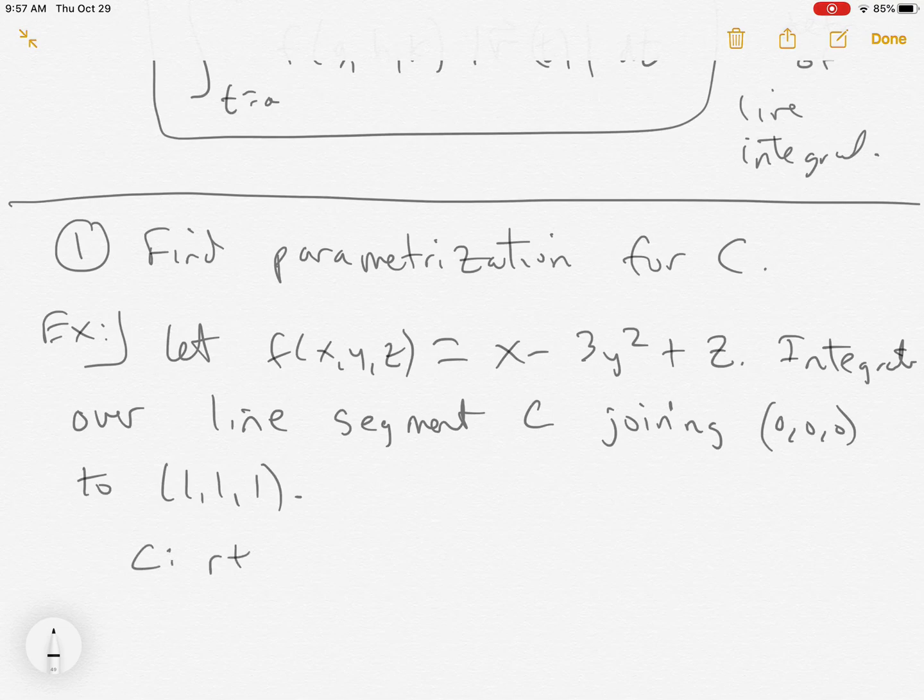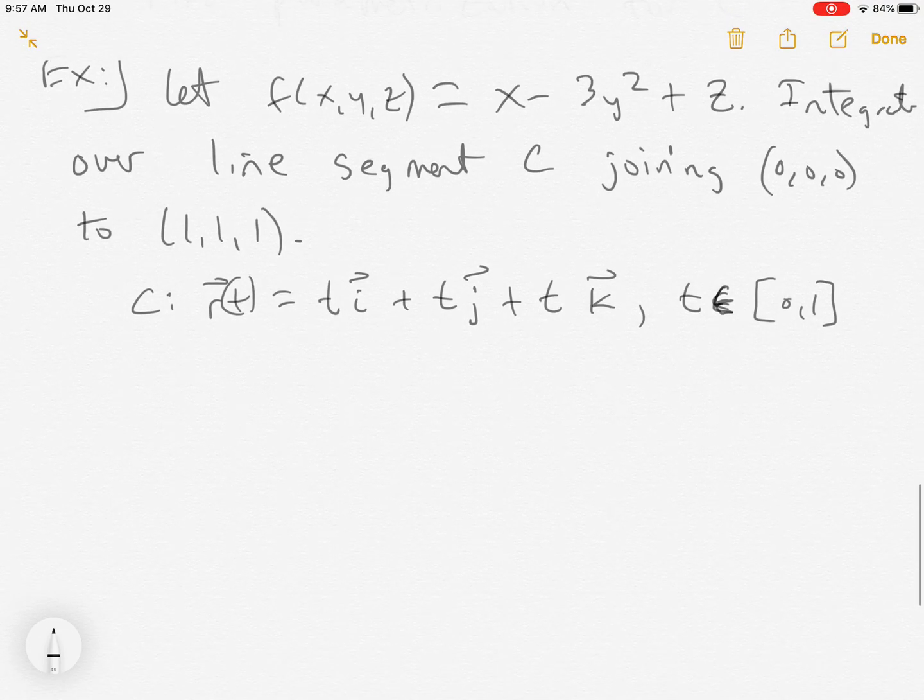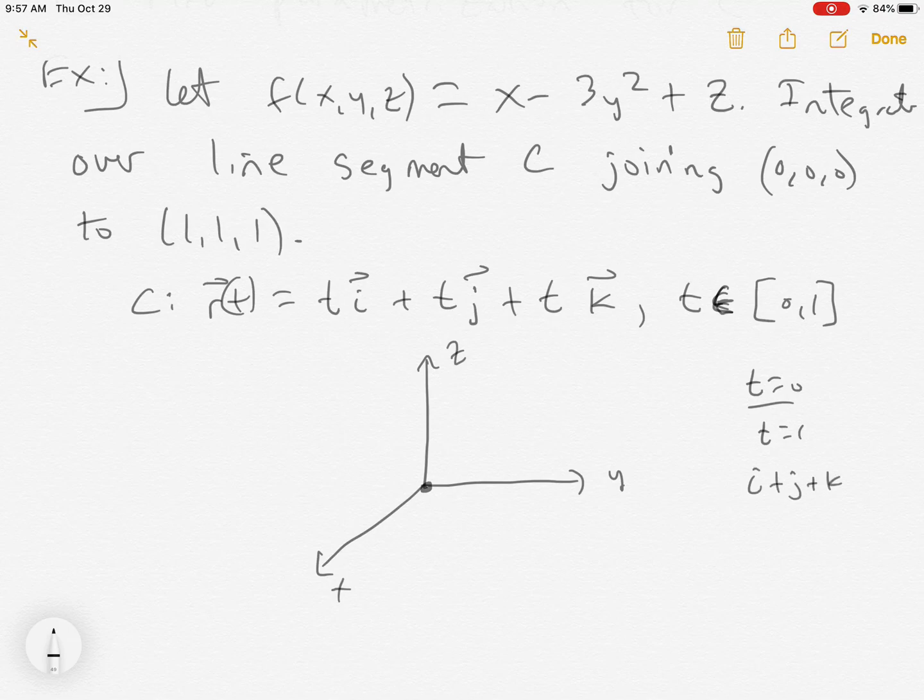Here's a parametrization of this curve. Well, it's a line, a straight line curve. It's Ti plus Tj plus Tk, and T runs from 0 to 1. Let's check that. When t equals 0, I get zeros across the board, so I'm at the origin. And when t equals 1, I get i plus j plus k, which is up here. So there's my little line segment C.